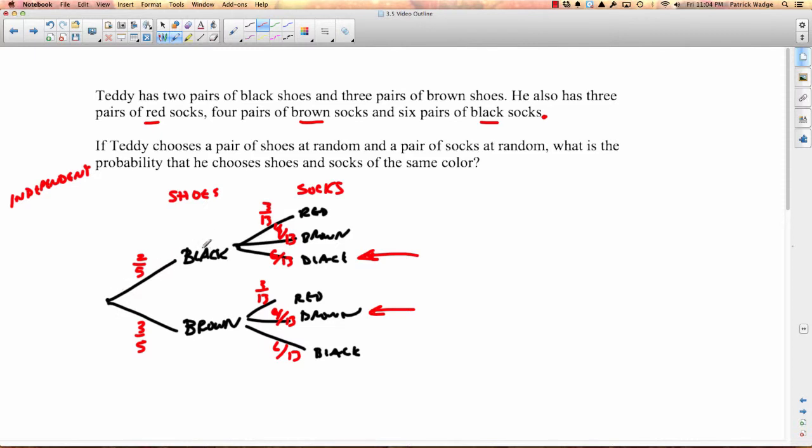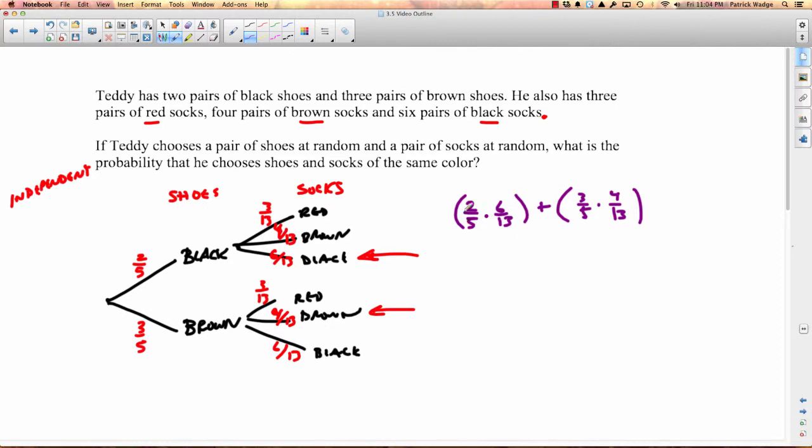The first one is where you pick black shoes and black socks. The probability of picking black shoes is 2/5. The probability of picking black socks is 6/13. These are independent events. So what do we do to get the probability of that? We multiply them. So we have 2/5 times 6/13. Now this will give us black and black. Or the other way we could get the same colored shoes and socks, or, so that means plus, we could pick brown shoes, there's a 3 out of 5 probability of that, and, so that means multiply, brown socks, there's a 4 out of 13 probability of that.